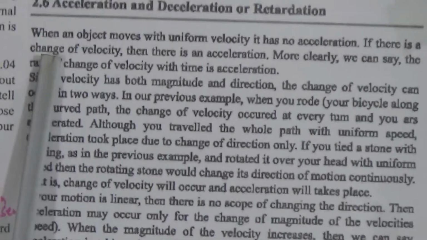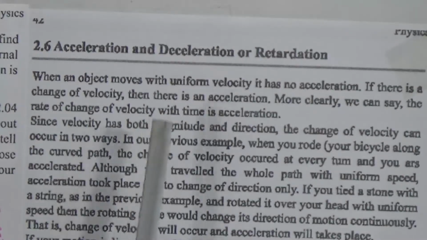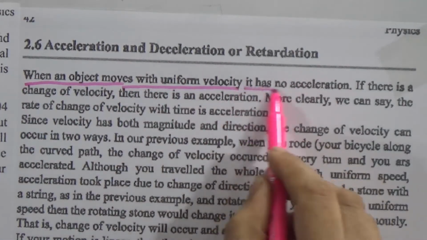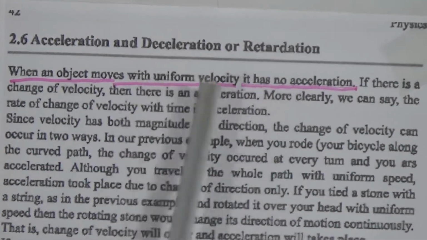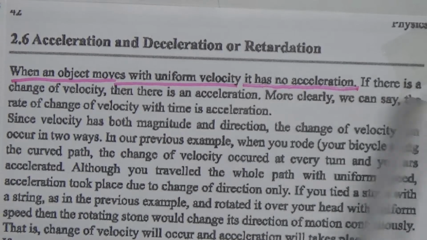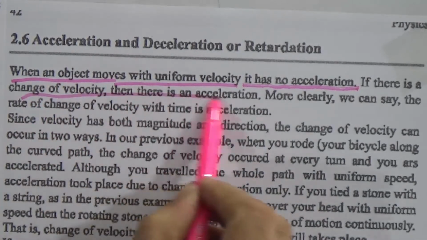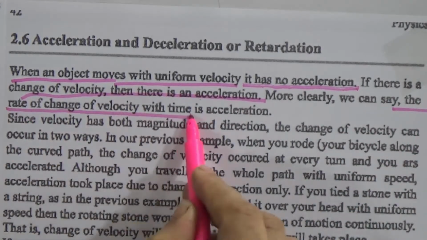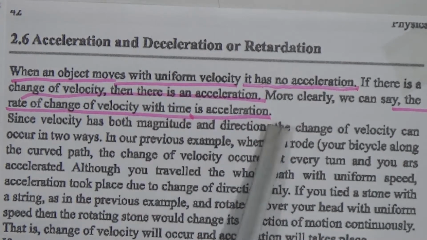Okay, my dear students, now come to acceleration and deceleration or retardation. What is acceleration? We'll know now what is acceleration and what is deceleration or retardation. My dear students, when an object moves with uniform velocity, that means the same velocity, it has no acceleration, and if there is a change of velocity, then there is an acceleration. We can say the rate of change of velocity with time is called acceleration. Memorize this definition properly.